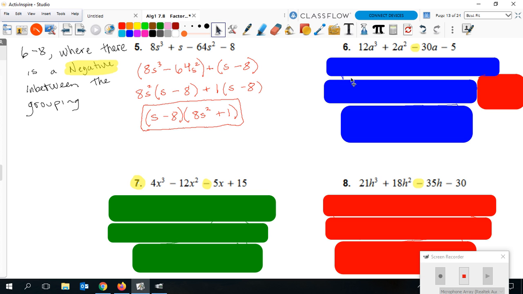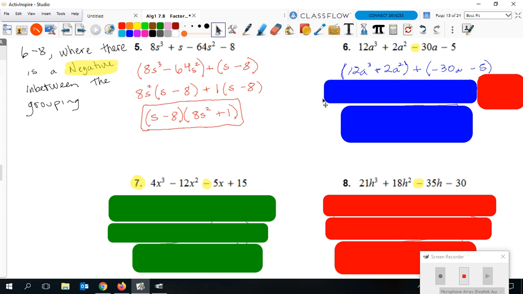So the first thing is to group the first two, and I'm going to group the second two. Now when I group them, I'm going to group the negative in the group and then put a plus still in between the groups. That I think is going to be the most helpful thing. So when you group them, just still put a plus in between the two groups. So you have the minus 30, so the 30a is negative. Make sure it stays negative in your group with the minus 5.